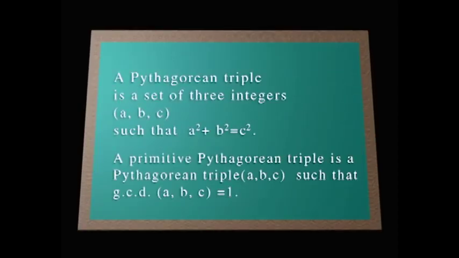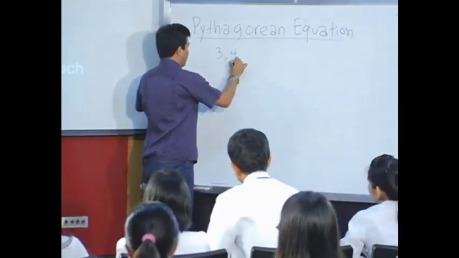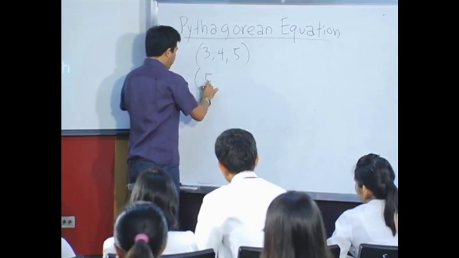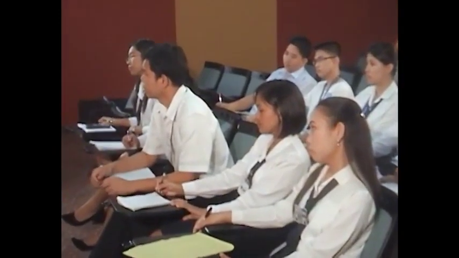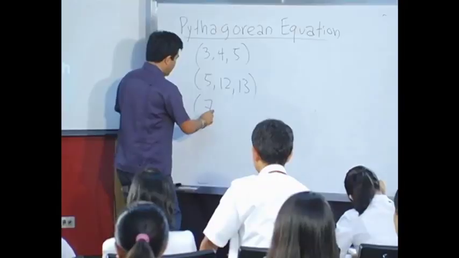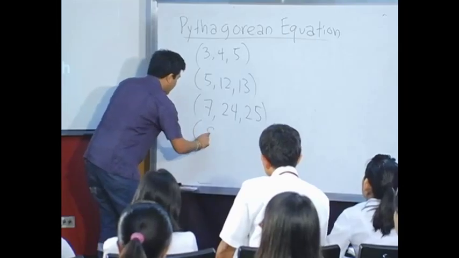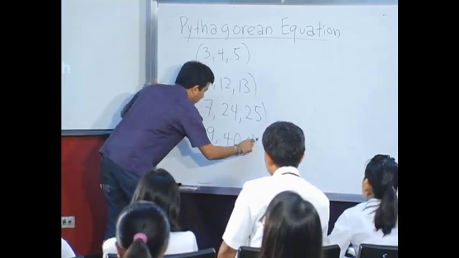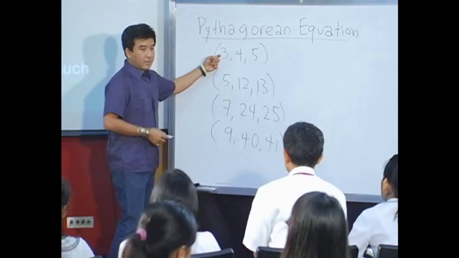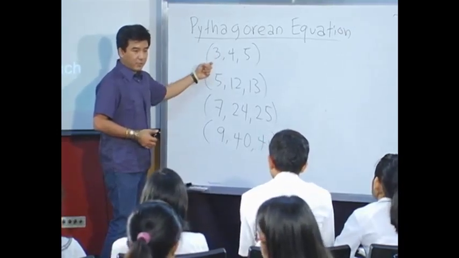Now, let us think of other Pythagorean triples that we know, aside from 3, 4, 5. We have 5, 12, 13. Do you know 7, 24, 25? These are all called primitive Pythagorean triples.